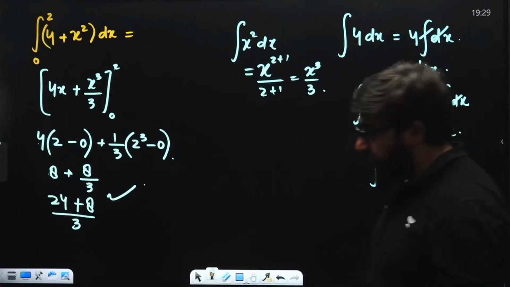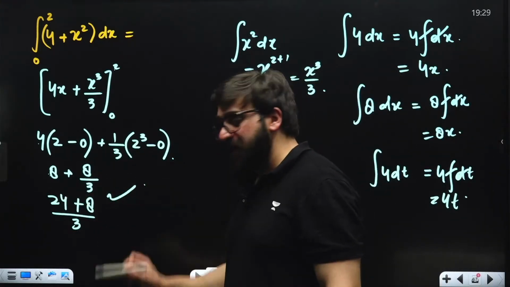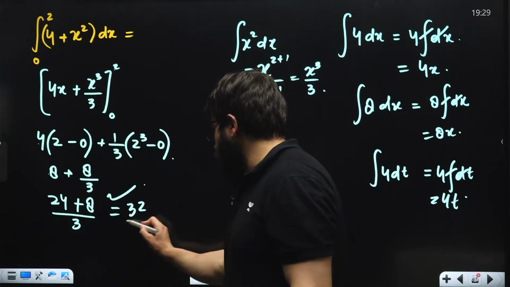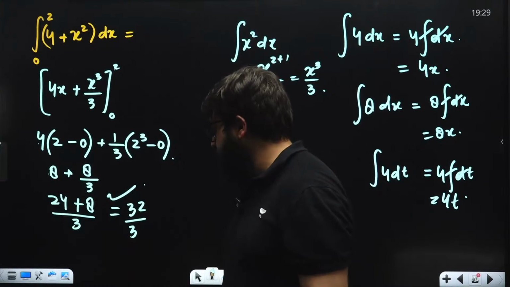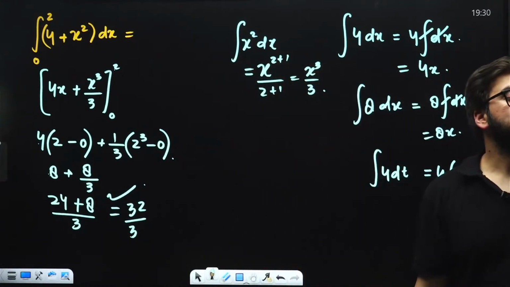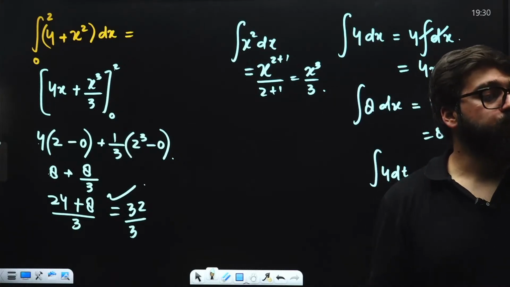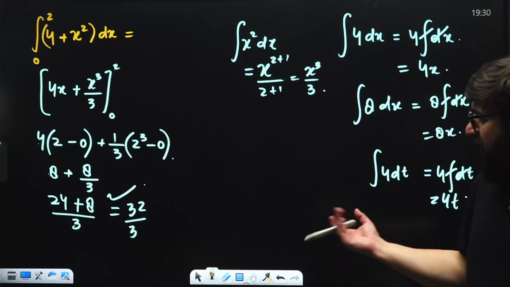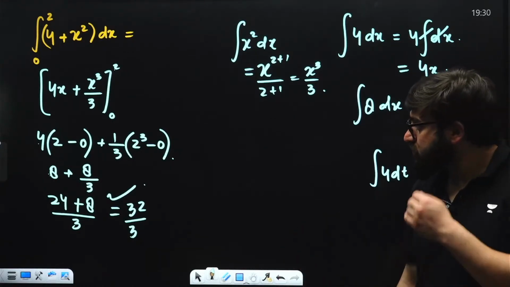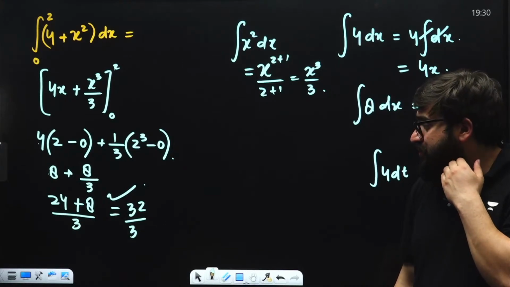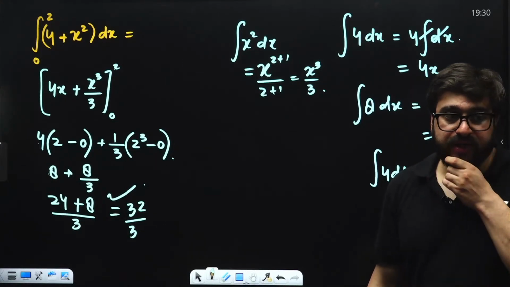Okay. Now how much is this? 24 plus 6 is 30, 32 divided by 3. Why are you saying 8? 8 is not the answer over here. 32 by 3 is the answer.